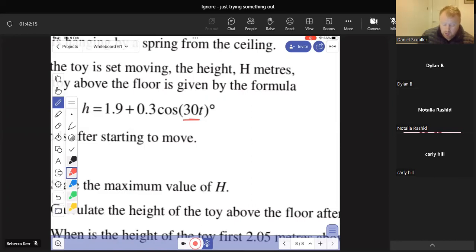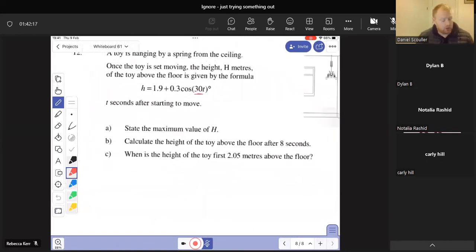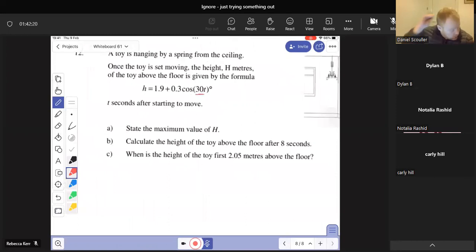So we'll go through it. State the maximum value of h. Even though there's that 30 there, we can still do our cos x is the maximum at 1. So we can still swap in a maximum, the number 1, where that cos bracket 30t is. We can just lift that out and substitute in the number 1, and that will give us the maximum height there. That's all they're looking to do.